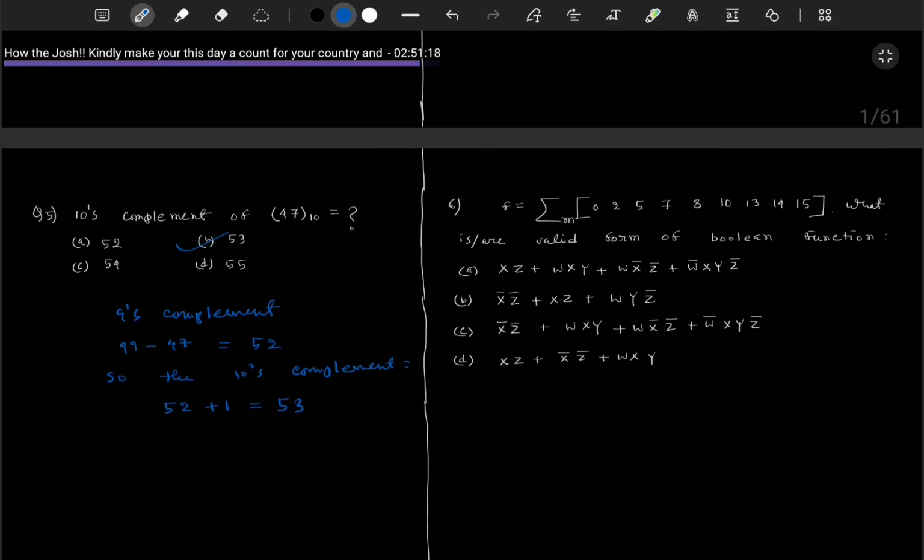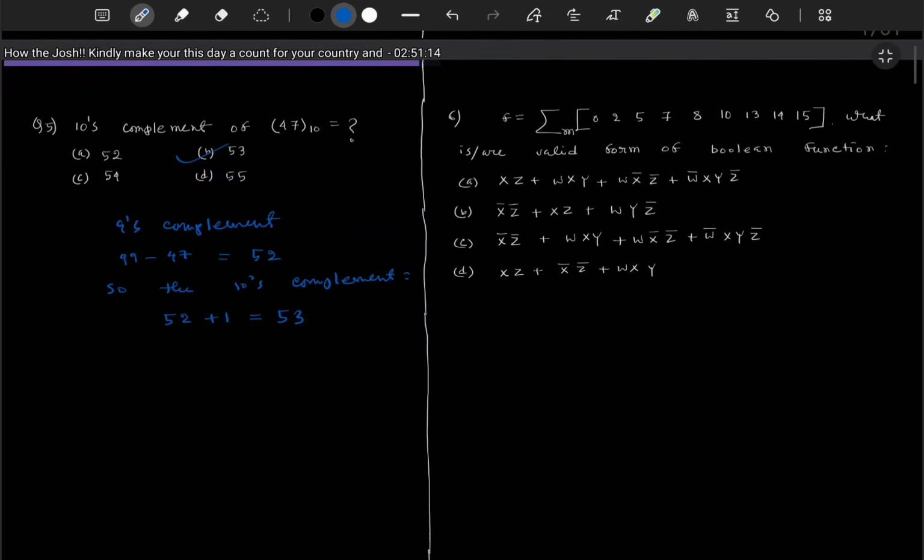Now question number 6. Here this is the Boolean function that is given.